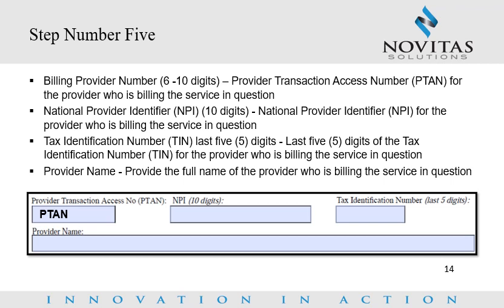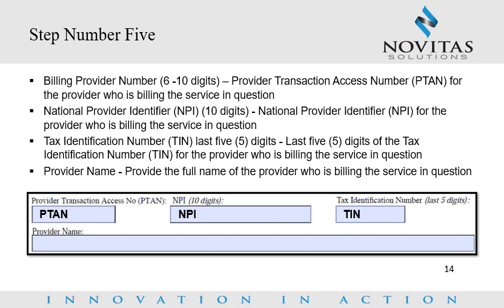The National Provider Identifier, or NPI, is a 10-digit number assigned to the provider who is billing the service in question. We will type in NPI to show as an example. The last 5 digits of the tax identification number, or TIN, for the provider who is billing the service in question. We will type in TIN to show as an example.